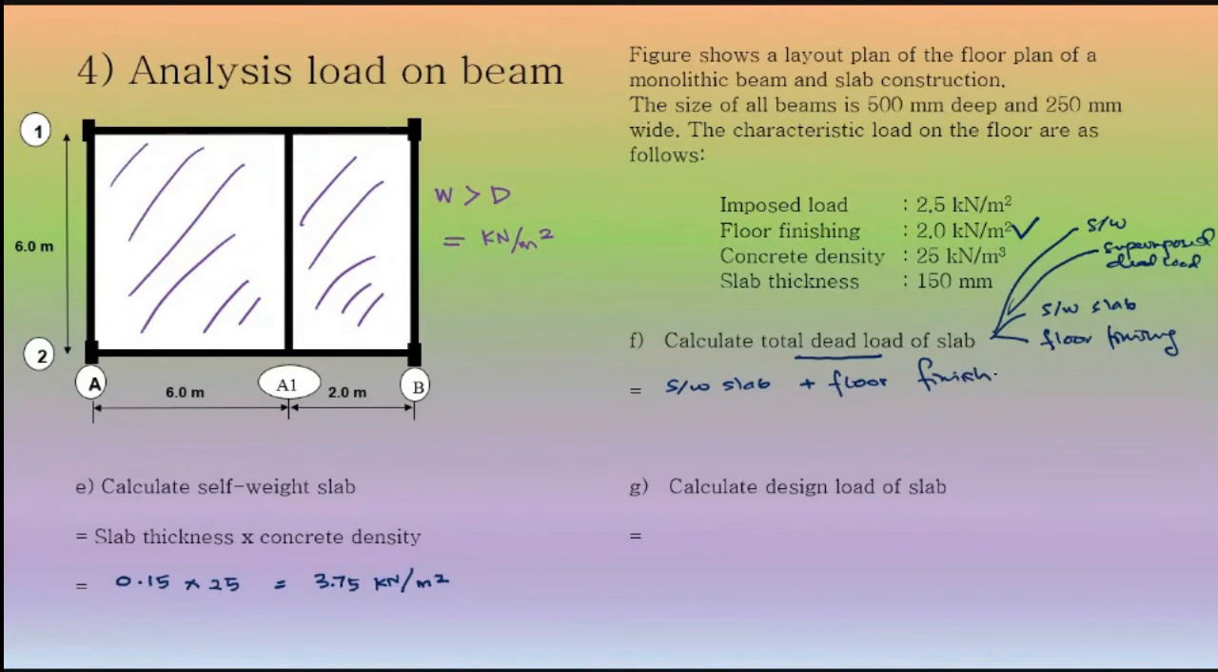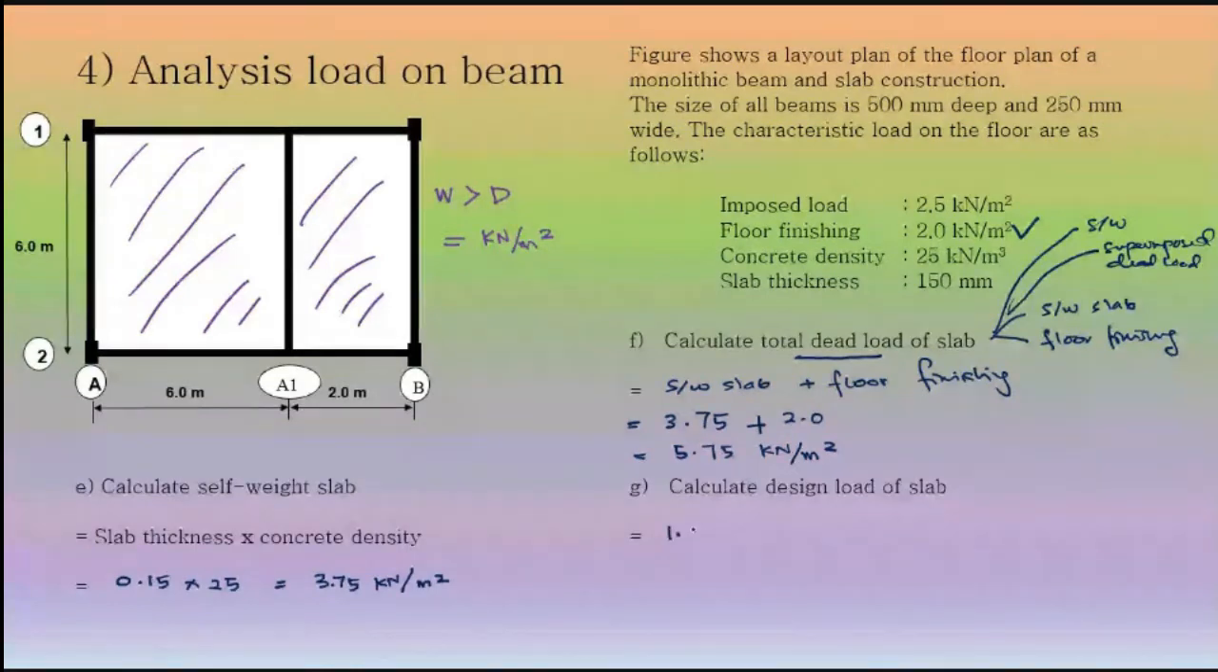You betul yang ni, you betul lah bawah. Okay. So safe weight slab just now kita dapat 3.75. Floor finishing given 2.0. So the total of dead load for slab is 5.75 kilonewton per meter square. Okay. Then calculate design load of slab.